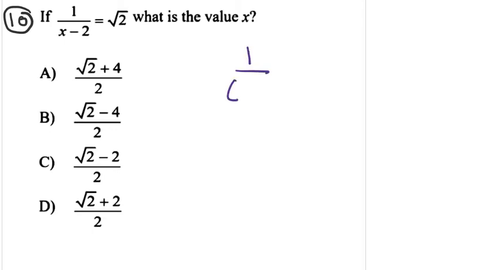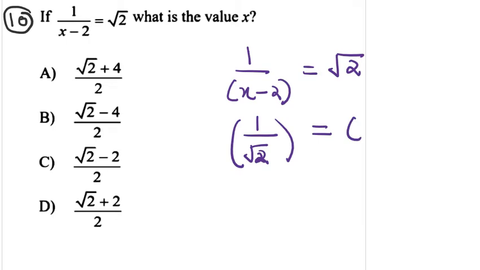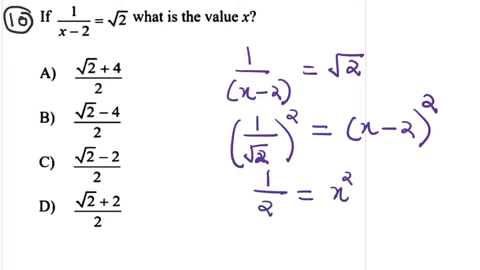It's given as 1 by x minus 2 is equal to root 2. Then we crisscross multiply, that is 1 by root 2 is equal to x minus 2. Then we square both sides. Then I get 1 by 2 here. So this becomes x square minus 4x plus 4. So this is what I'm getting over here.